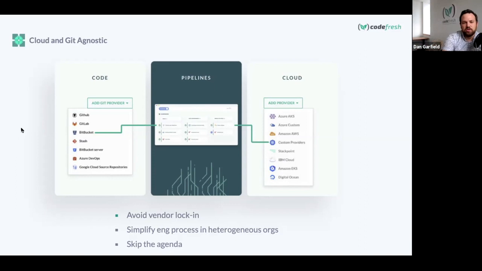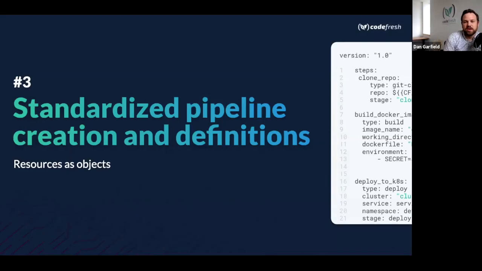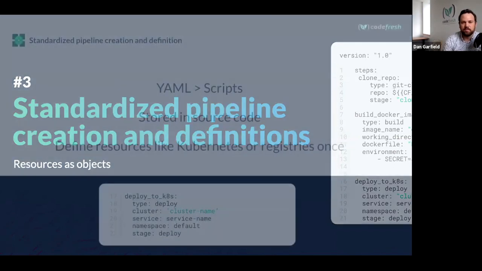So yeah, you want to have a tool that avoids that, and you don't want to be beholden to just your code provider or just your cloud provider. So number 3, you want something that has a standardized pipeline creation, and you want something that has definitions like resources as objects. And I'll explain what that means and how we do it.